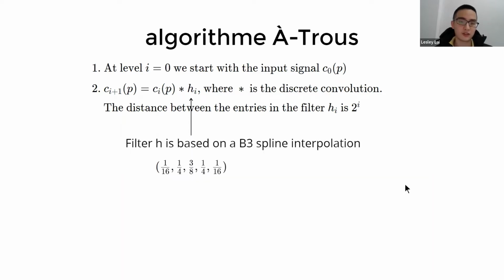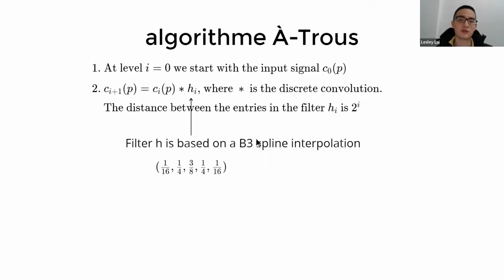So the convolution itself is based on this thing called B3 spline interpolation. I don't know why it is good, but it works pretty nice. And it's just these five numbers: 1/16, 1/4, 3/8, 1/4, and 1/16. It is like a Gaussian filter, where the center gets the highest weight, and then other pixels get less and less. The same kind of deal.